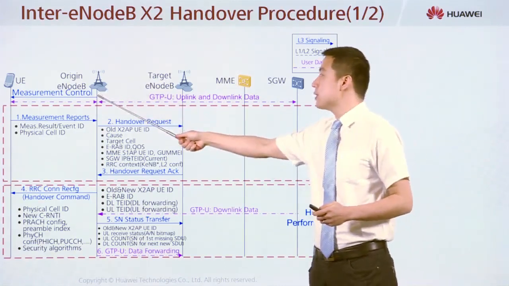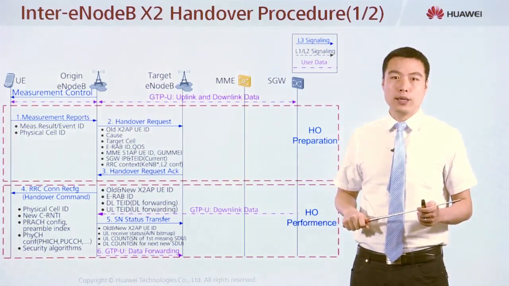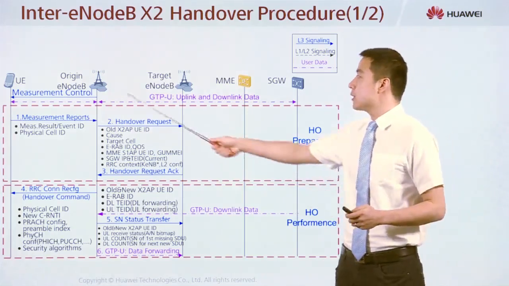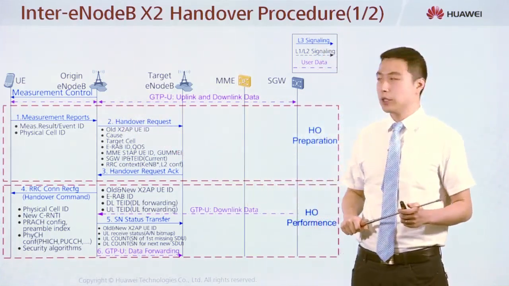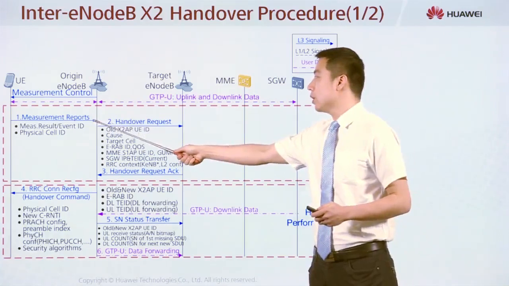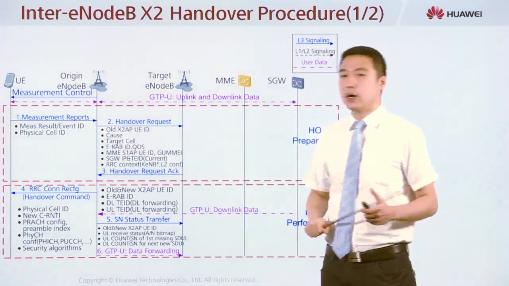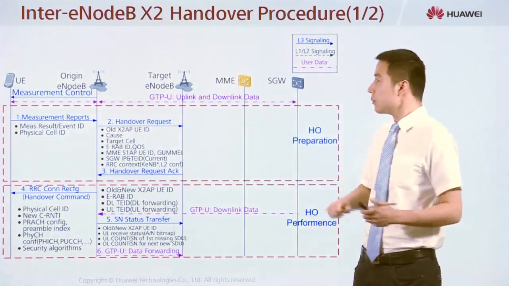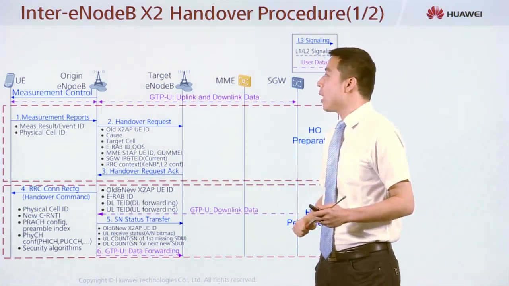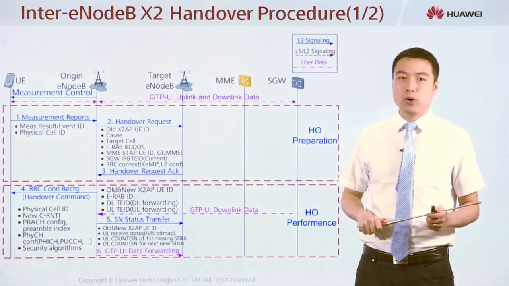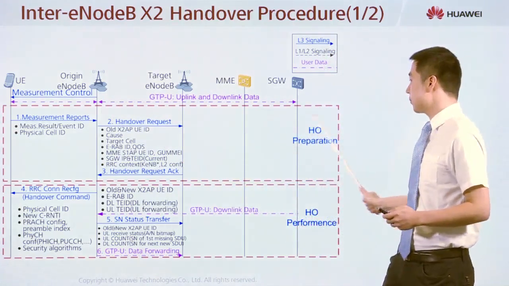After the UE receives this measurement control message, the UE will start the measurement on the neighbor cells. After some neighbor cells reach the criterion, the UE will send the measurement report. This measurement report includes the target cell physical cell ID. The UE sends the report to the eNodeB, and once the eNodeB receives the measurement report, we will start the handover preparation procedures.